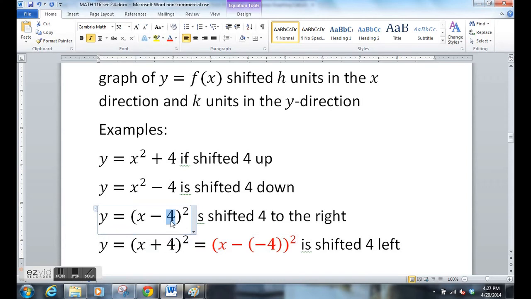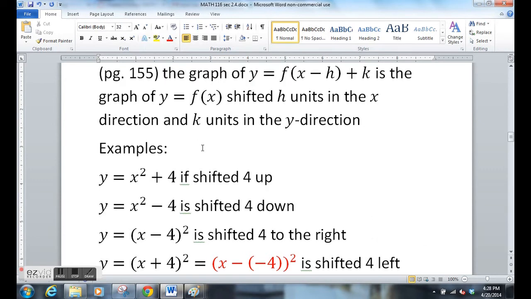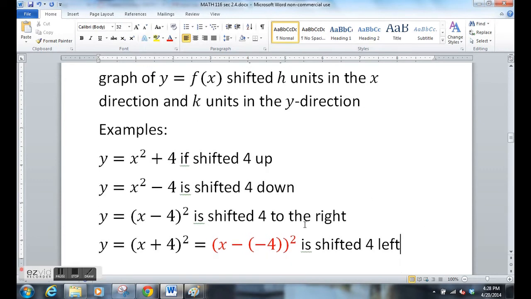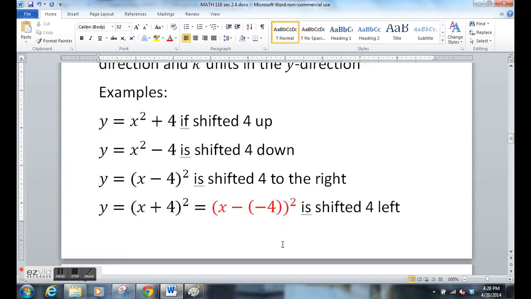Like that's positive 4, so it went to the right. That's negative 4, so it went to the left. But if there's some clever way you can think to remember these, by all means tell me, or you can write this equation down. You can write some examples down on your note cards. But these are the basic directions for shifting.